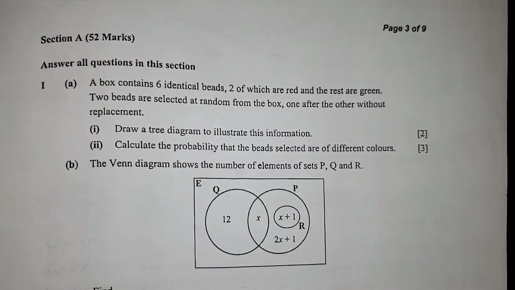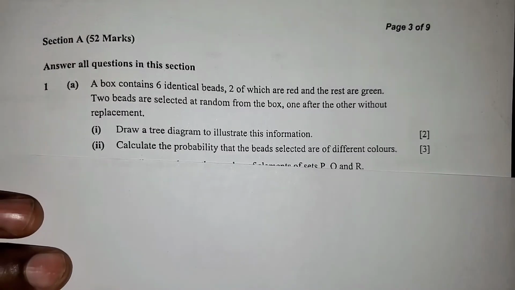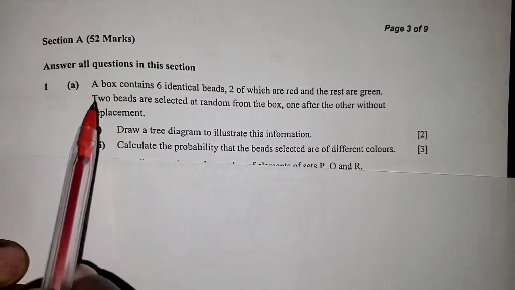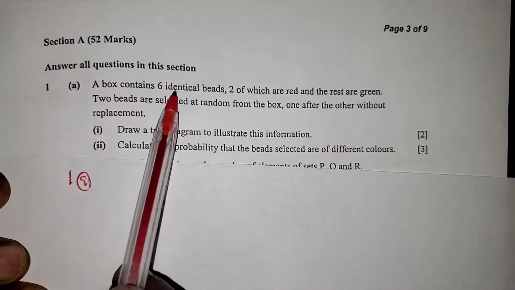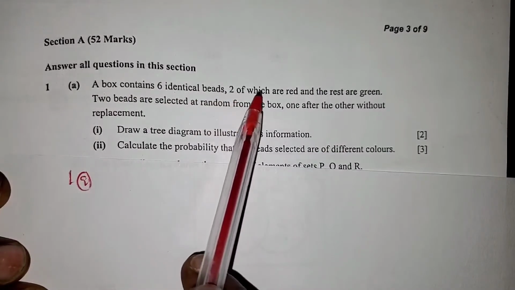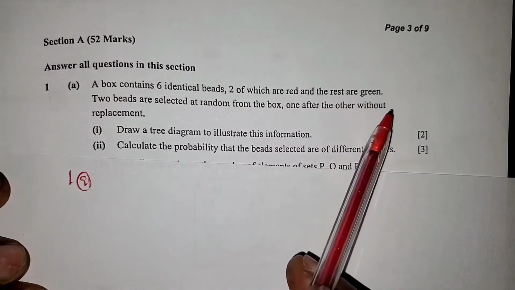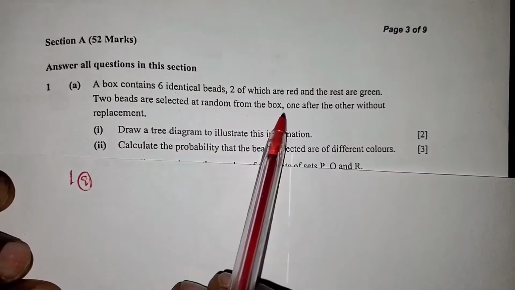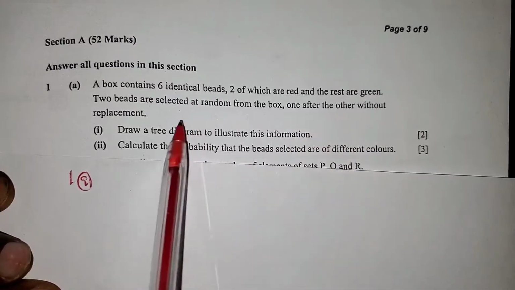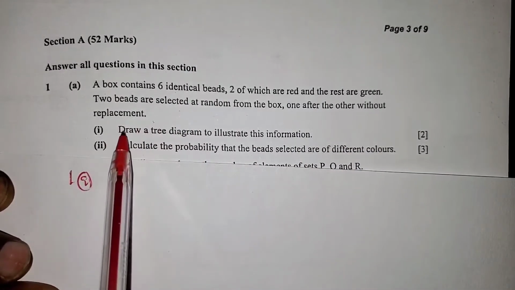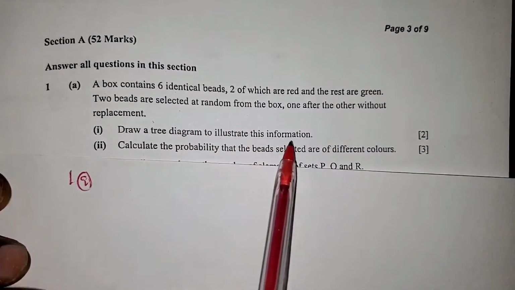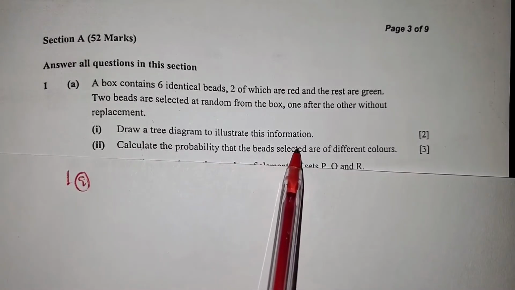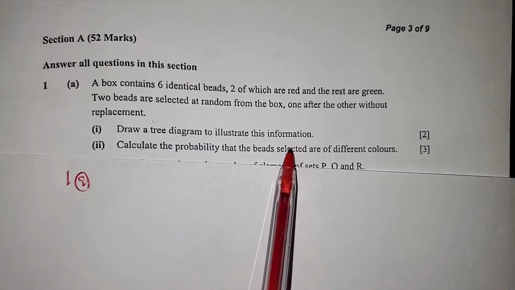Question 1A. A box contains 6 identical beads, 2 of which are red and the rest are green. 2 beads are selected at random from the box, one after the other without replacement. Draw a tree diagram to illustrate this information. Calculate the probability that the beads selected are of different colors.